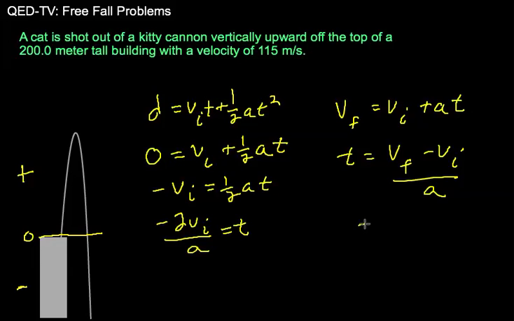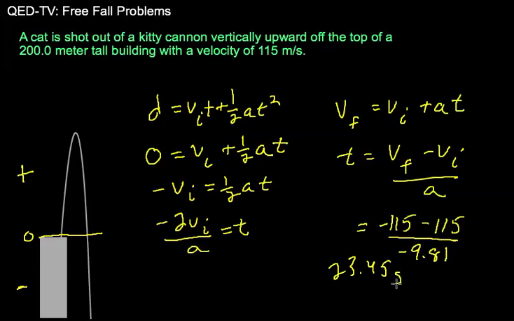So if I use this one over here, my final velocity right here is negative 115 minus my starting velocity was 115. And I could divide that by negative 9.81. Gravity is going to always be negative in this problem. And I get about 23.45 seconds. It's going to take about 23.45 seconds to go all the way to the top and then all the way back here to the same level of the building. It's going to fall farther, but that's what the question asked for here.